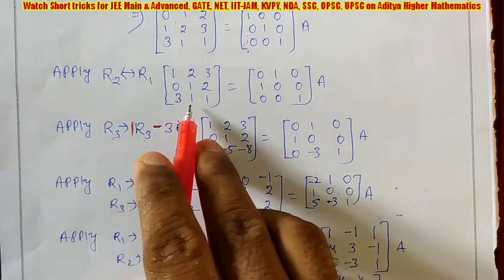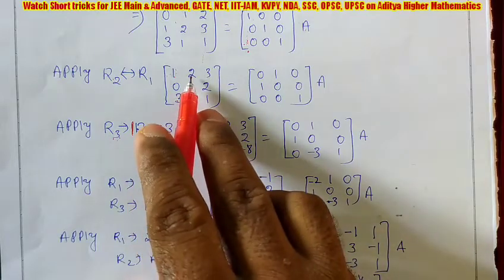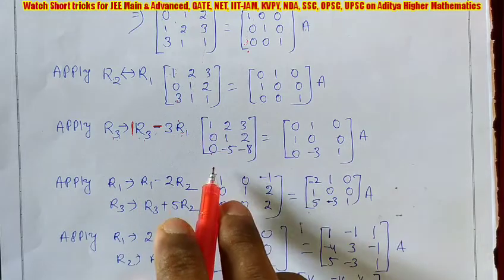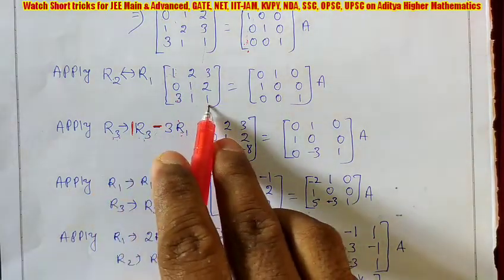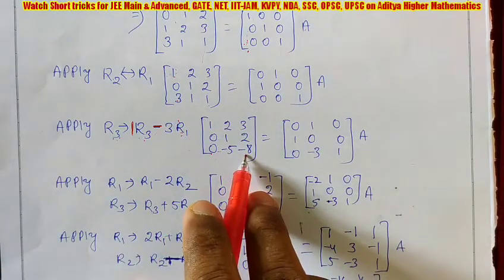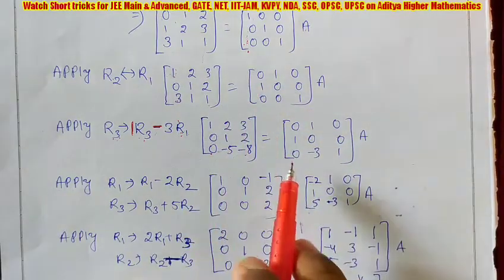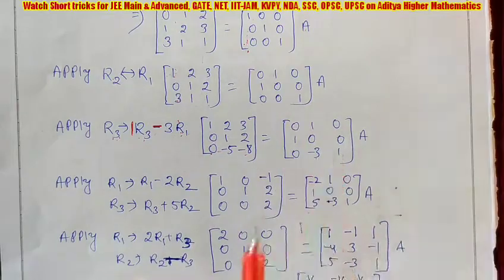Next, R3 element is 1, and what is its corresponding element in R1? 2. So 1 minus 3 into 2, which is minus 5. Then 1 minus 3 multiplied by 3, 9. 1 minus 9 is minus 8. Simple. And here you will get 0 minus 0 is 0 only. 0 minus 3 minus 3, and 1 minus 0 is 1.